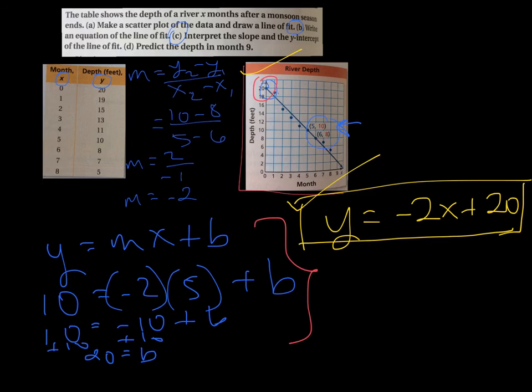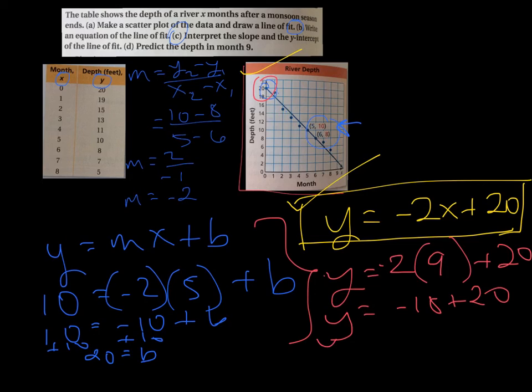So you would just substitute, so you would get y equals negative 2 times 9 plus 20. So y equals negative 18 plus 20. So y equals 2. So in month 9, the depth of the river is 2 feet. And does that make sense? Here, if we put 9 and 2, do those fit? Yeah, because as the month goes up, the depth goes down. All right, so there's our answer. That's how we have used the line of best fit to analyze a set of data.